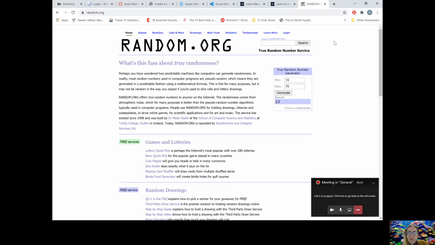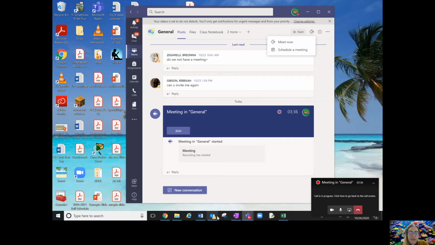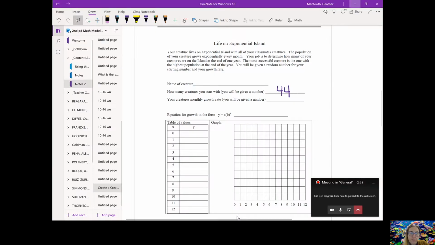My population is growing at a rate of 23%. So I'm going to come back to OneNote and write that the percent I'm growing by is 23% right there. Now these questions are also on Canvas. When you submit the project, you'll answer the questions: what you rolled for your population and what you rolled for your growth rate. And now we're going to write our equation.